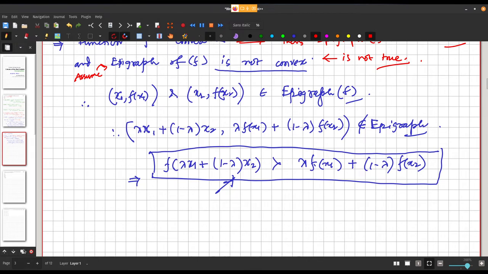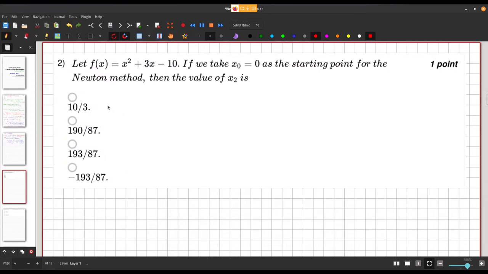Okay. So, let us see the second problem, which states that a function is given as f(x) equal to x squared plus 3x minus 10. If we take x equal to 0 as the starting point of Newton's method, what will be the value of x2? So we know Newton's method, this iterative method, is given by this formula: x(n+1) will be equal to x(n) minus f(x(n)) divided by the derivative of the function at that point.